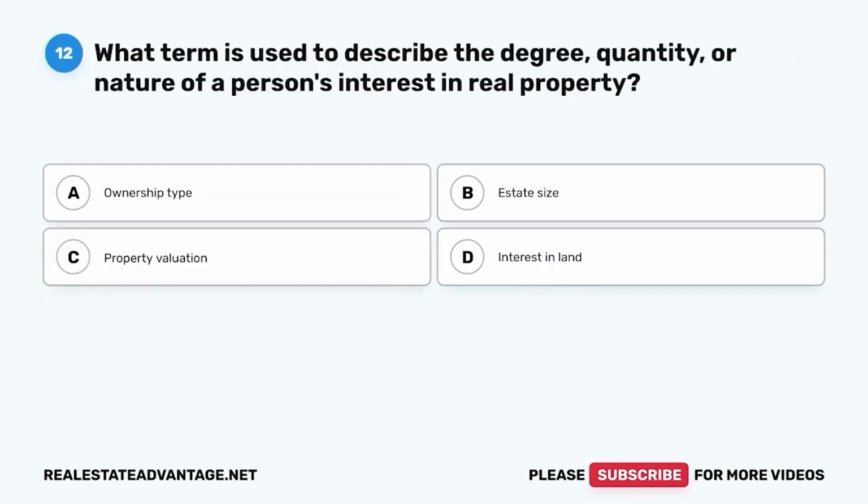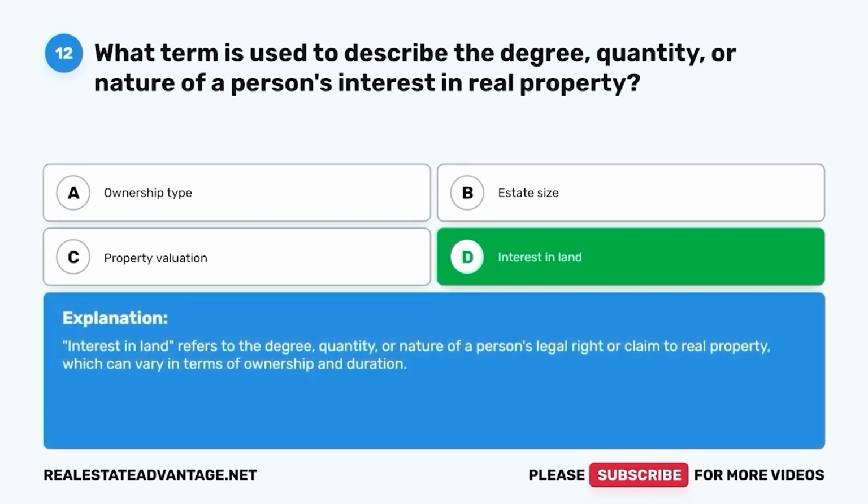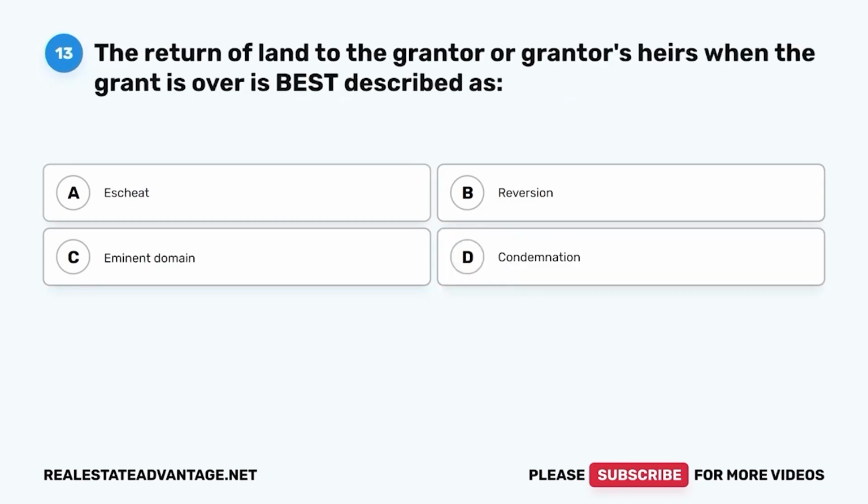Question 12. What term is used to describe the degree, quantity, or nature of a person's interest in real property? A. Ownership type. B. Estate size. C. Property valuation. D. Interest in land. The correct answer is D. Interest in land. Interest in land refers to the degree, quantity, or nature of a person's legal right or claim to real property, which can vary in terms of ownership and duration.